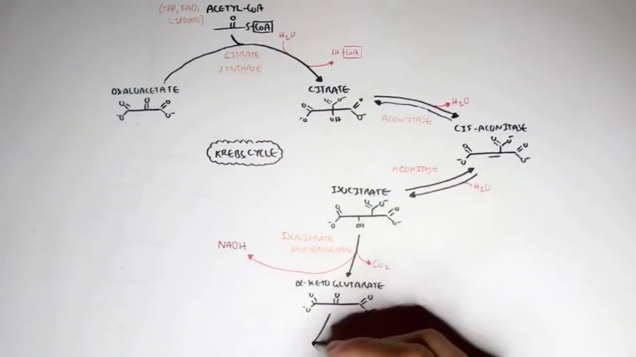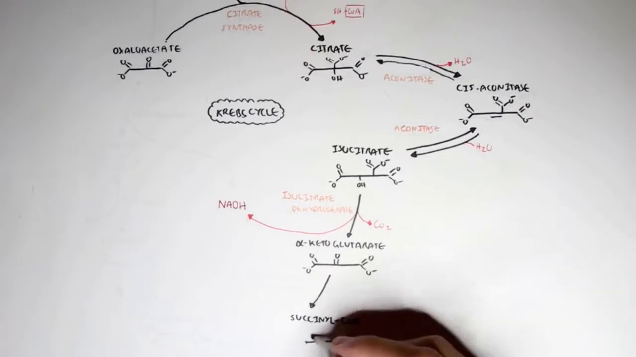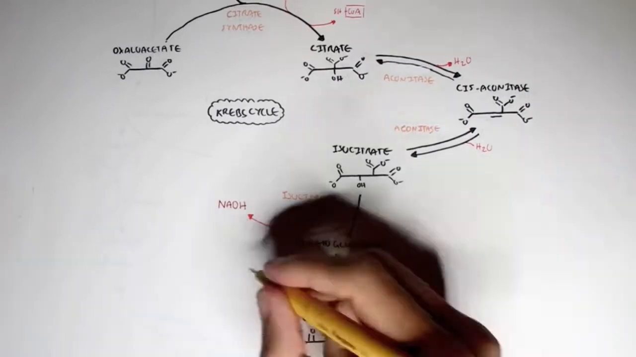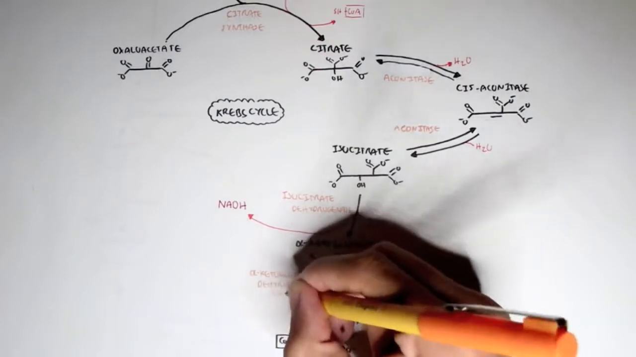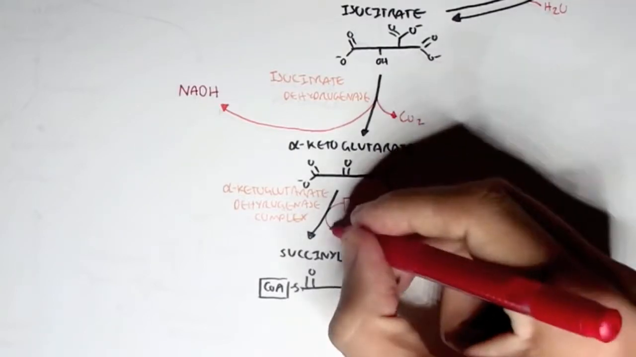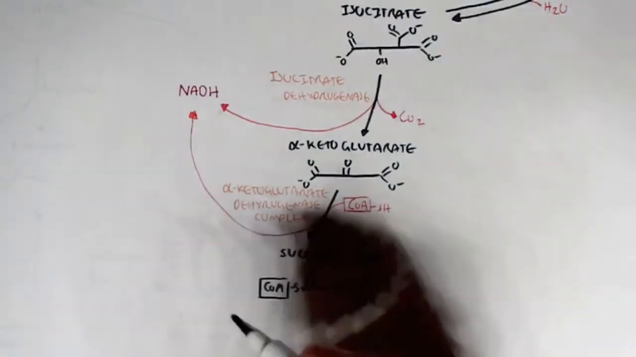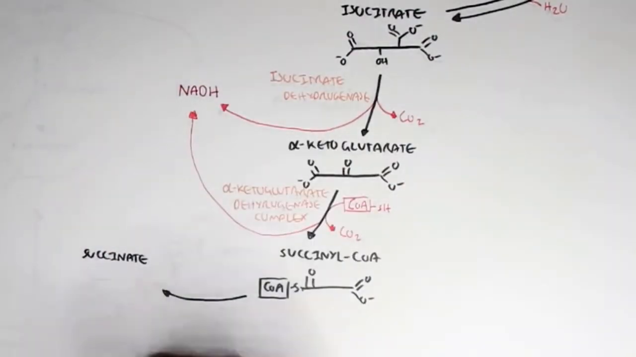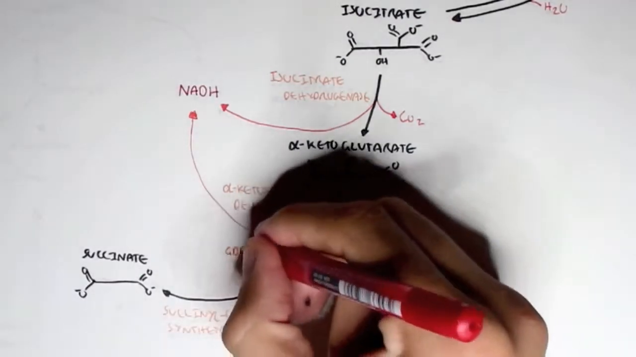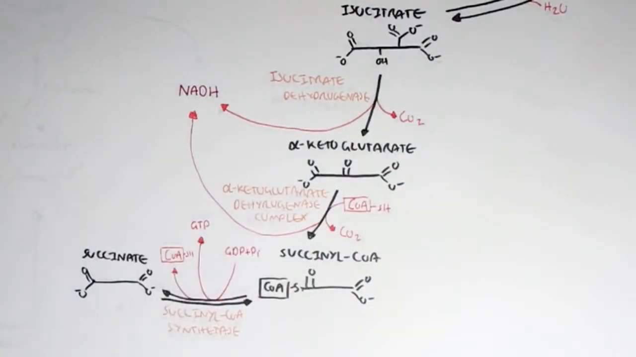Next, alpha-ketoglutarate will again decarboxylize to form succinyl-CoA with the enzyme alpha-ketoglutarate dehydrogenase complex. A CoA group is added, and because it's a decarboxylation process, a carbon dioxide is removed. Also in this reaction, NADH is produced. Next, succinyl-CoA will convert to succinate through the enzyme succinyl-CoA synthetase. GDP with an inorganic phosphate can get converted to GTP, and also the CoA is removed in this process. This reaction is also reversible.